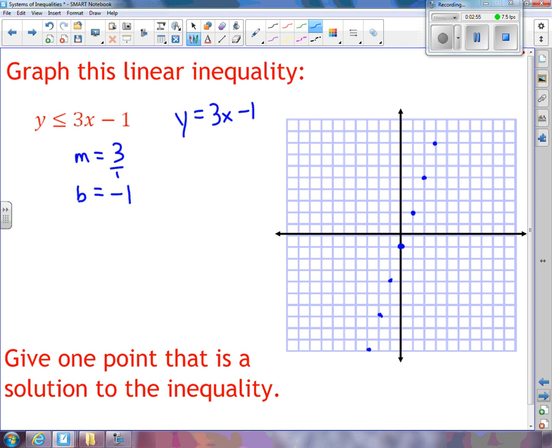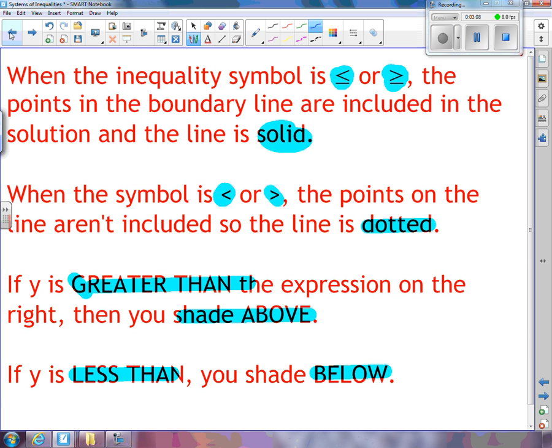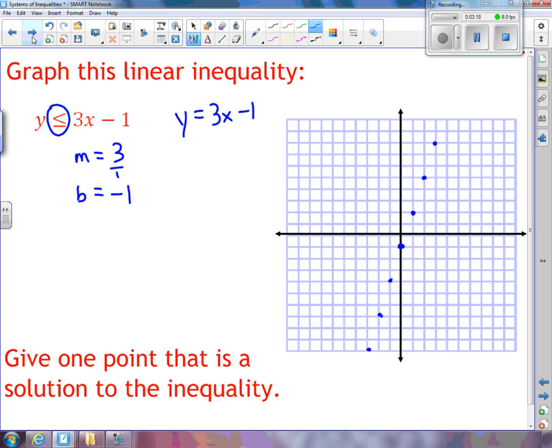One, should our line be solid or dotted? That's the first thing we have to think about. How you make that decision is by the symbol we have here. Because it's a less than or equal to, we're going to make it a solid line. Remember on the previous slide that if I have either less than or equal to, or greater than or equal to, I'm going to make my line a solid line. So here, this is a solid line.